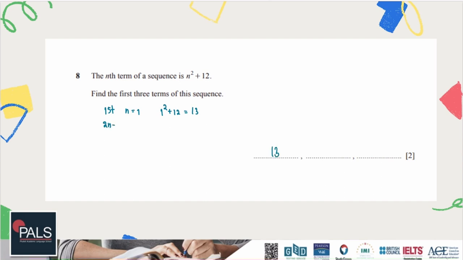So the second term, we substitute n by 2. So 2 squared plus 12 is 4 plus 12 is 16, right? And then the third term, it's n equal to 3. 3 squared plus 12 equal to 9 plus 12 is equal to 21.